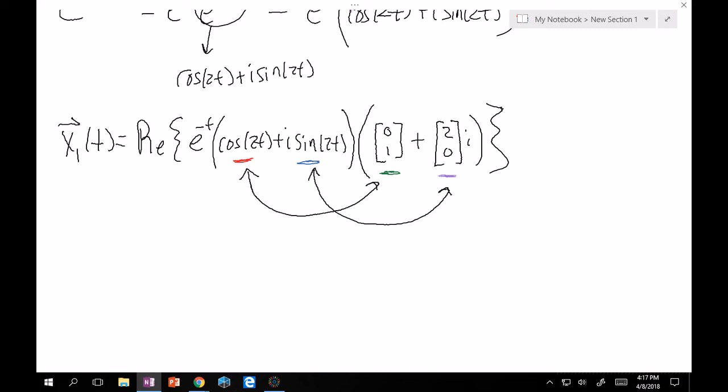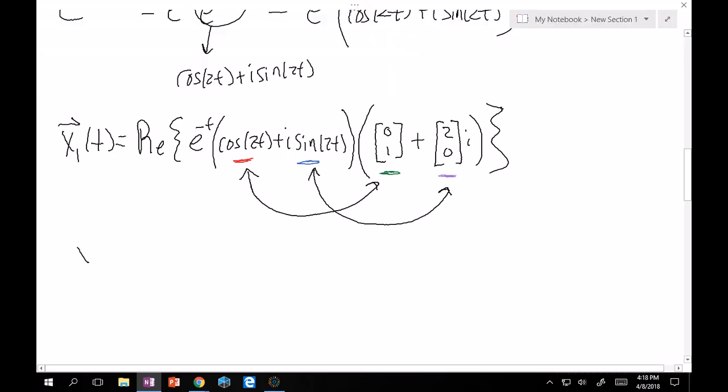If we did the red times the purple, that'll give us something that's imaginary. So we don't care about that when we're looking at the real operator. We'll care about it later when we're trying to find x2, but let's worry about this first. And then if we look at something like the blue times the green, that'll also give us something imaginary, which we'll look at later. So let's think about it this way.